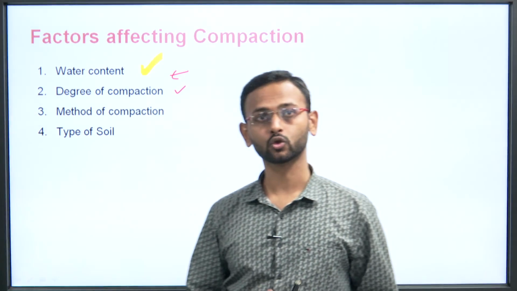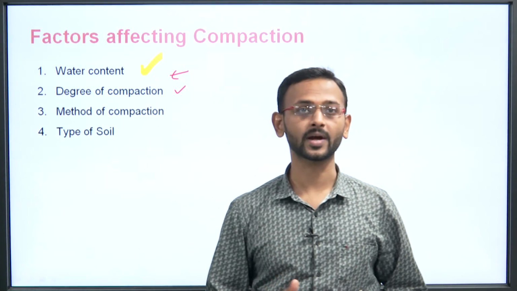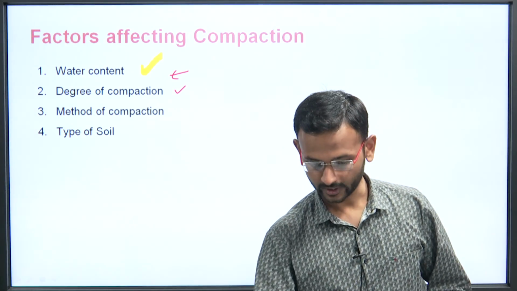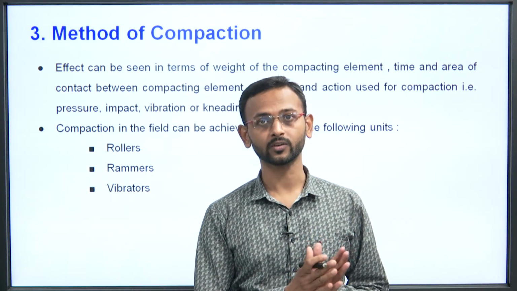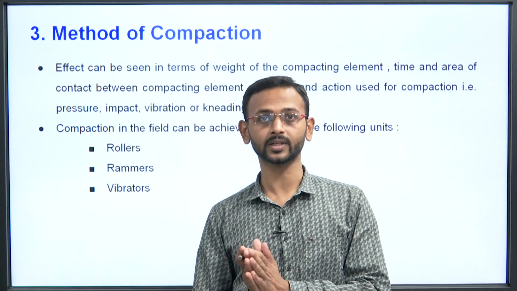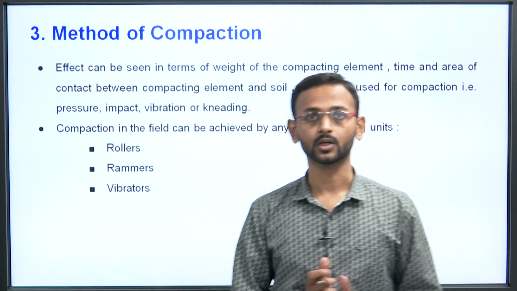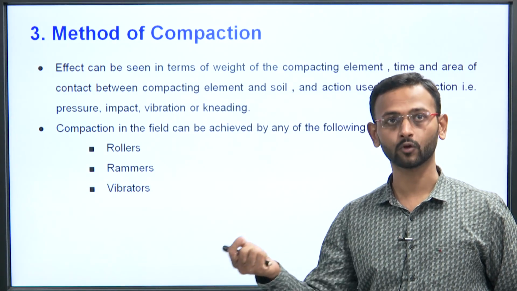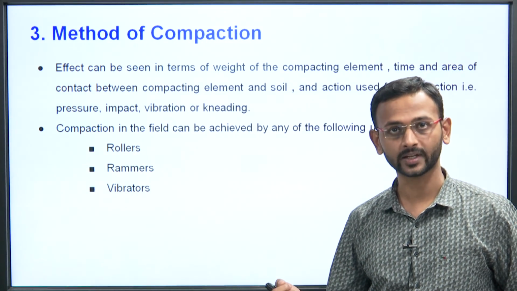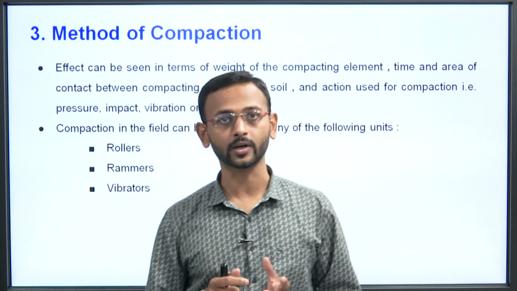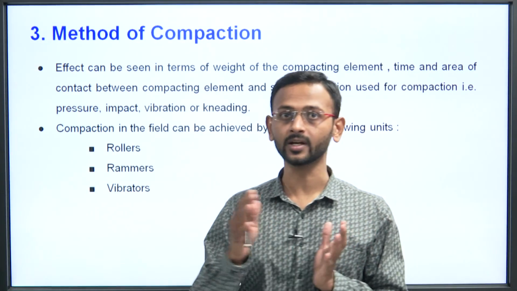Now, we will be discussing two more points here, that is the method of compaction and the type of soil. So, let us begin with the third one, the method of compaction. Whatever the method, the values will be different, so their effect will be somewhat different. The effect can be seen in terms of the weight of the compacting element, the time and area of contact between the compacting element and soil.